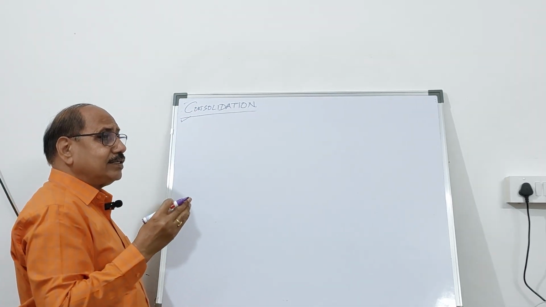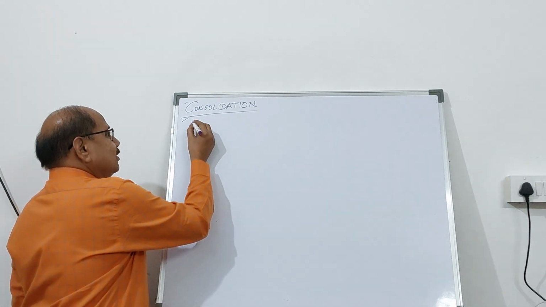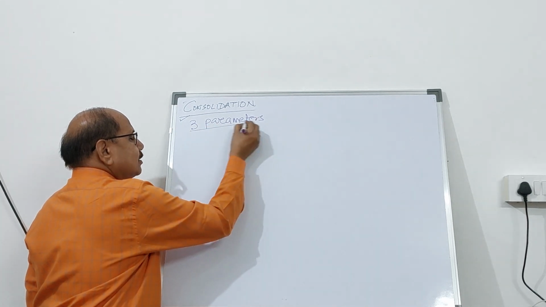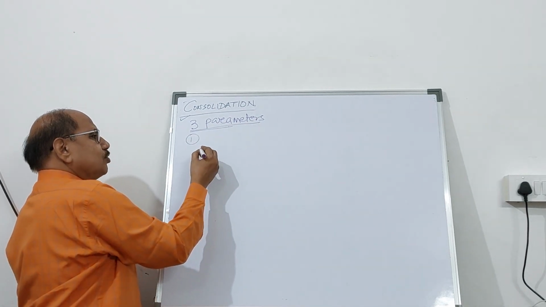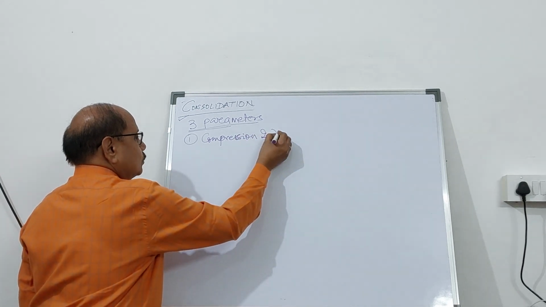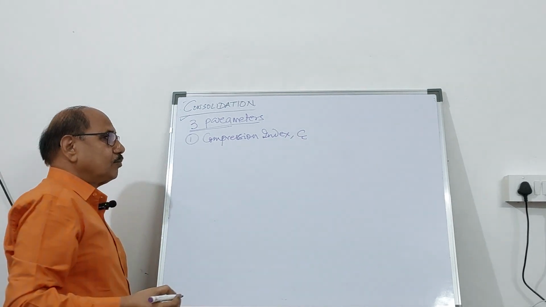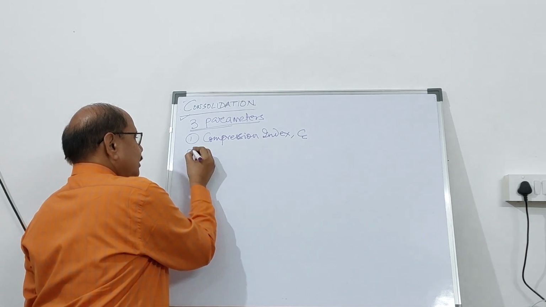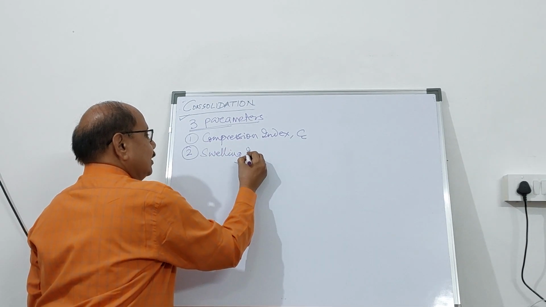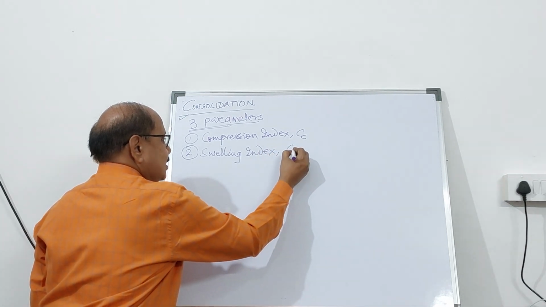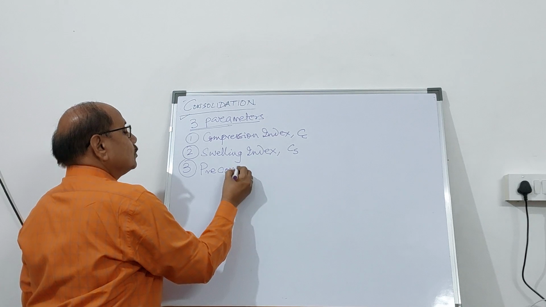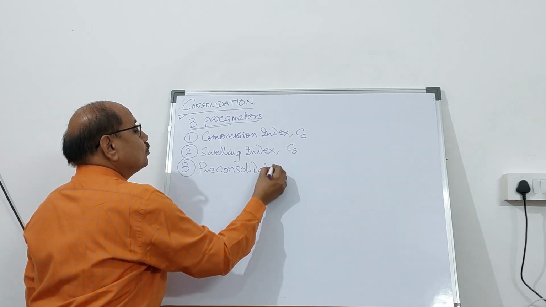So in order to calculate the consolidation settlement, three parameters are very important. What are those three parameters? Number one, it is called compression index. Normally we call it CC. Another important parameter is called swelling index. It is called CS. And third is called pre-consolidation pressure.